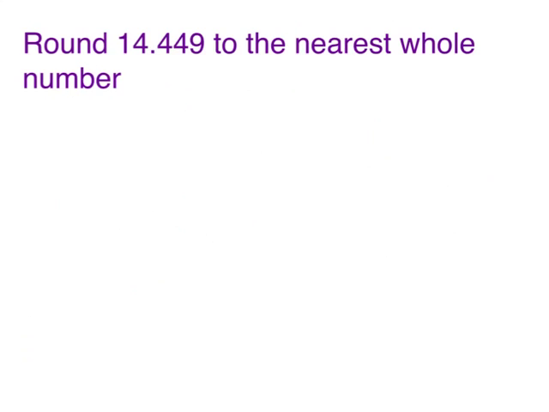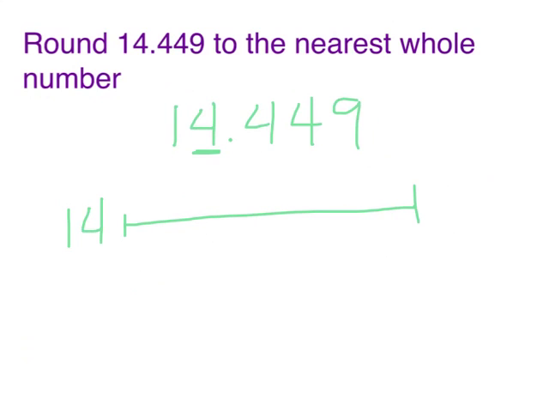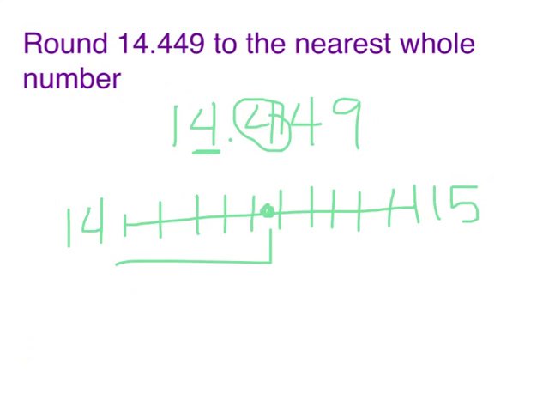Round 14 and 449 thousandths to the nearest whole number. Remember, when you round to the nearest whole number, you round to the ones place. 4 was in the ones place, so this number is between 14 and 15. I look at the next number over to tell me how far to move down my line. 4 and a little bit more tells me that I'm still closer to my smaller whole number.